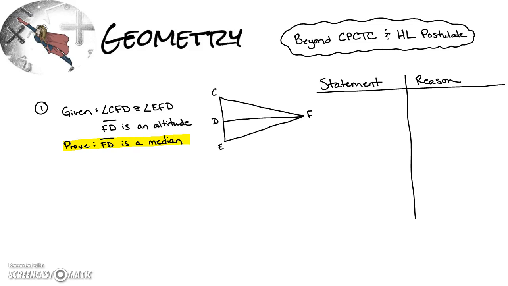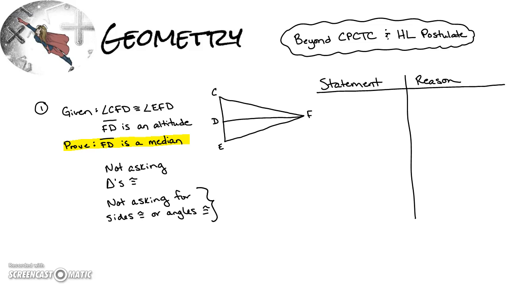And you can see that it's not asking to prove that triangles are congruent. So it's not going to be a proof that ends with SAS or SSS or anything like that. You can also see that it's not asking for anything else congruent, like sides or angles to be congruent. So that's how we know that it won't end with CPCTC, because if it was asking you to prove sides congruent or angles congruent, then CPCTC would most likely be your last step.